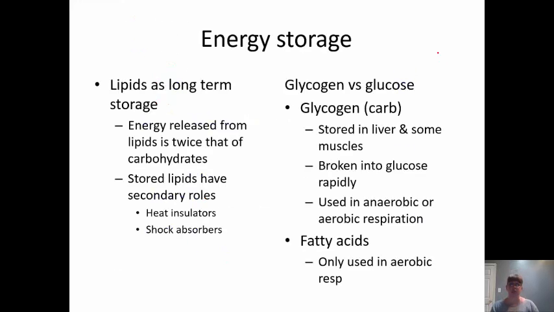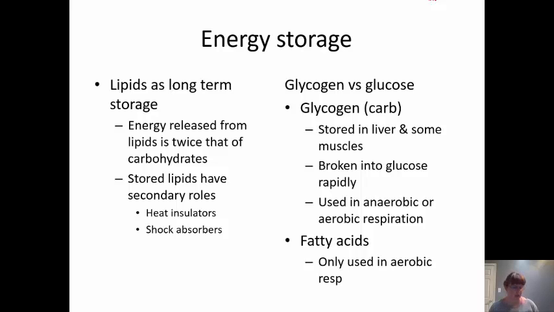All right, so energy storage. Let's talk about the difference, what types of things we use for energy. So lipids are better as long-term energy storage, and this is because the energy released from these lipids is twice that of the carbohydrates. It's mainly because there are more bonds to break. All right, stored lipids also have secondary roles. They can be heat insulators or shock absorbers. They're heat insulators because they are poor conductors of heat. Since they are poor conductors of heat, they keep the heat inside the body.